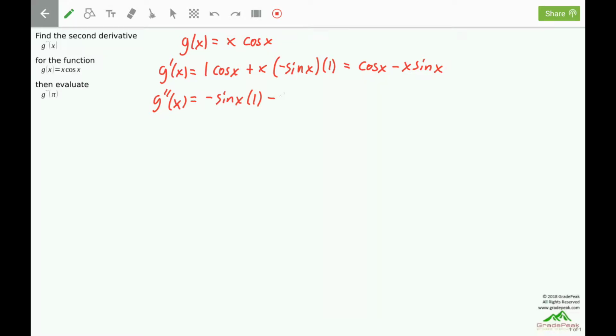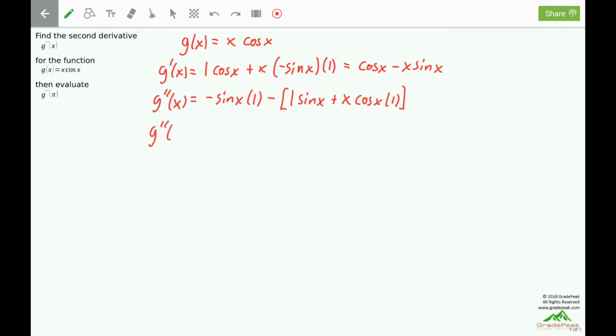That minus will distribute on the result of the product, so let's put the product in square brackets. Derivative of the first, that's a 1 times the second left alone, sine x, plus the first left alone, x, times the derivative of the second, the sine, will be a cosine of x, and then times 1 to complete the chain rule. That negative will distribute then onto both of those terms.